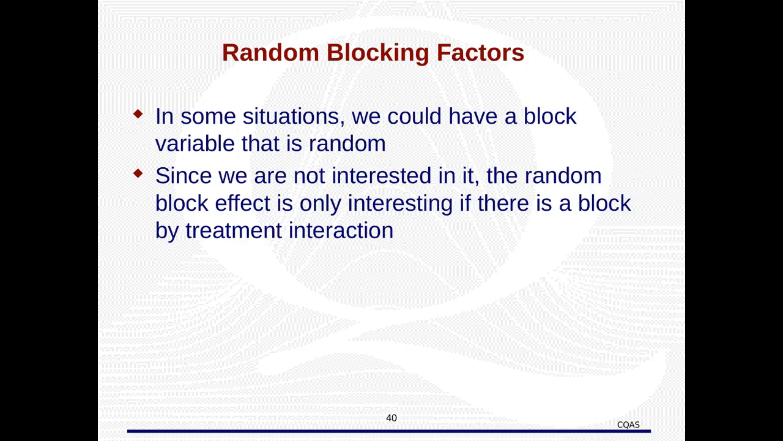Blocking is a technique used to reduce variability in experimental data by dividing it into homogeneous subgroups or blocks. By doing so, we can isolate the effects of interest and increase the precision of our estimates. However, when dealing with random blocking factors, things become more complex. We need to consider whether there's an interaction between the block and treatment variables. In other words, is the effect of the treatment variable dependent on the specific block? If so, we have a block by treatment interaction which can significantly impact our conclusions.